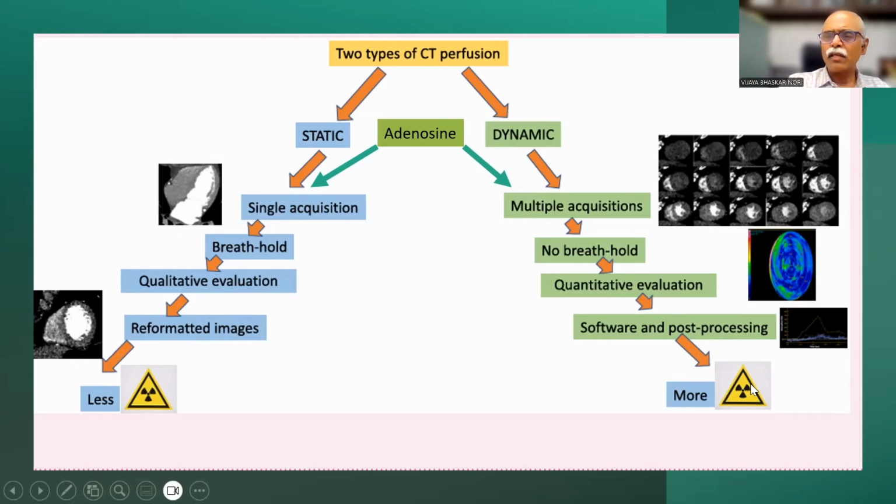Now, in this dynamic study, we do both stress and rest perfusion, and both of these studies are multiple acquisitions. So radiation is obviously high. So that is why you need a special hardware, special software to post-process these multiple data. You need AI-based algorithms to give you the accurate numbers of the myocardial blood flow. So this is an objective evaluation or quantitative evaluation, dynamic perfusion, and that is the mainstay of CT myocardial perfusion.